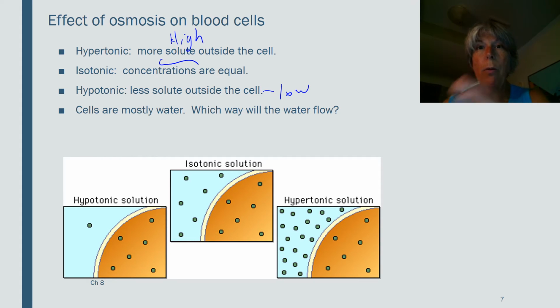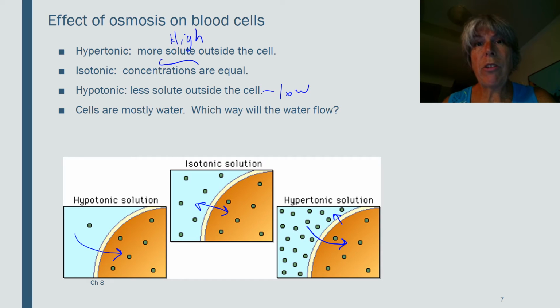Well, cells are mostly water. So if we put a cell in any of these solutions, which way will the water flow? If we put a cell in a hypotonic solution, there's going to be more water outside the cell than in. The water will flow into the cell to try to equalize it. In an isotonic solution, the exchange rates will be equal, so there won't be any difference in net volume of the cell. In a hypertonic solution, more water flows into the cell than out. Now remember what we said before about how in a semipermeable membrane, the water actually flows both ways, but in a hypertonic solution, you're going to have more water flowing into the cell than out.